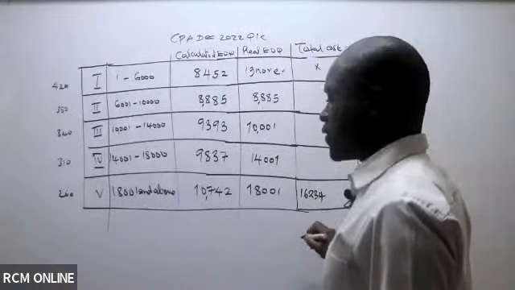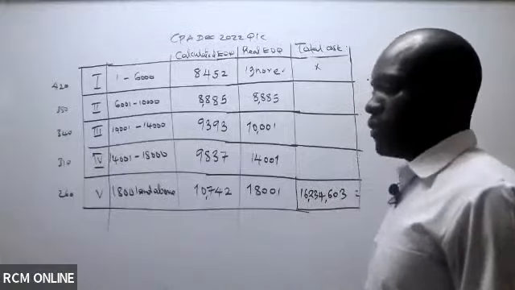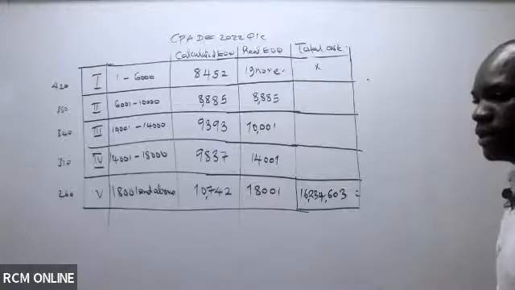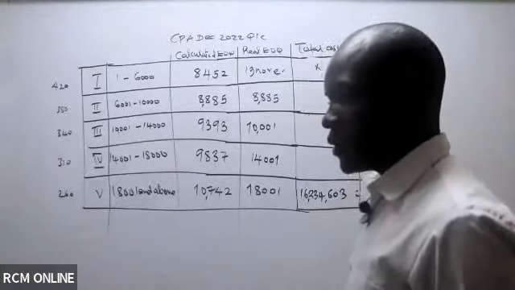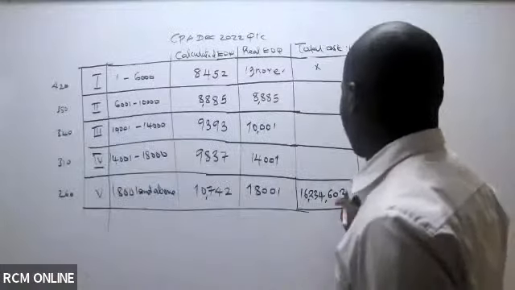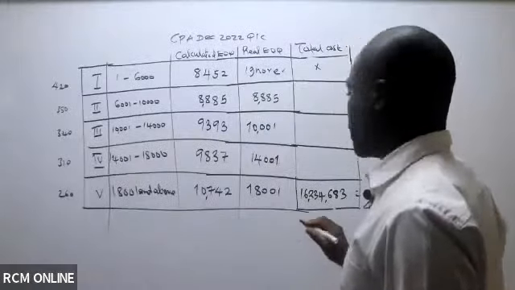16 to 34, 603. 16 to 34, 600 and, yeah. 603, 683. Oh, someone made a mistake up there. So rectify that error. 683, great.